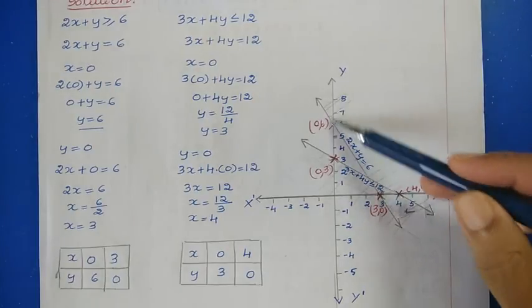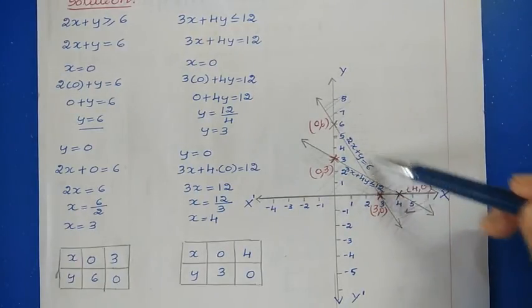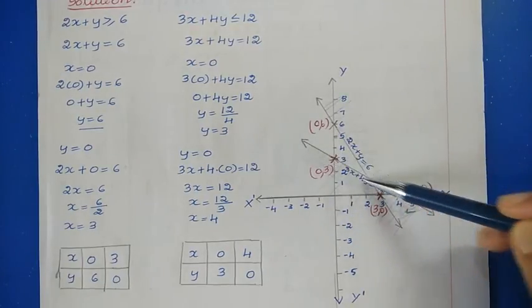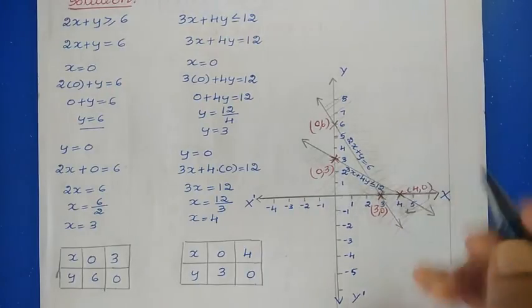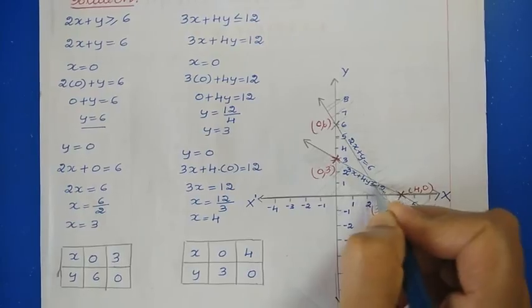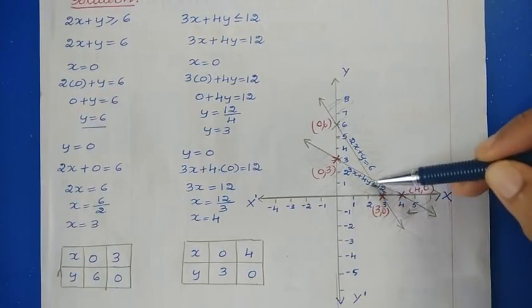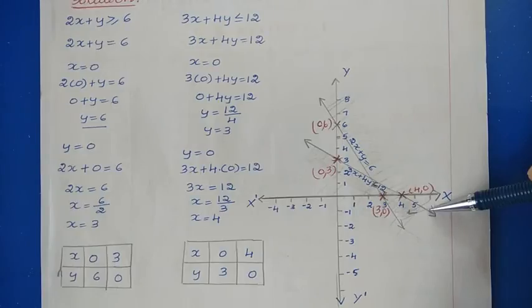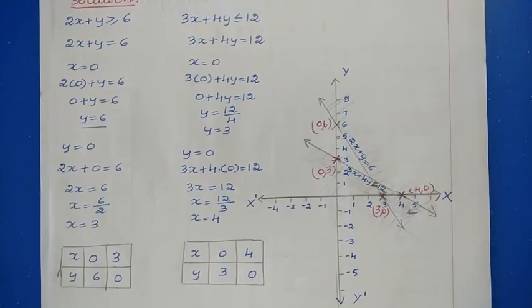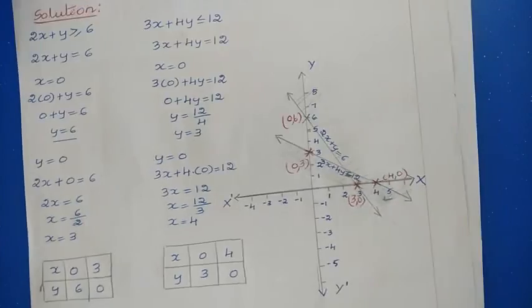So here we have this line representing 2x plus y is equal to 6, and this line represents 3x plus 4y is equal to 12. So now here we have these two inequalities. Let us find the shaded area.